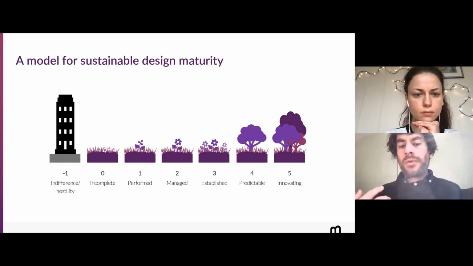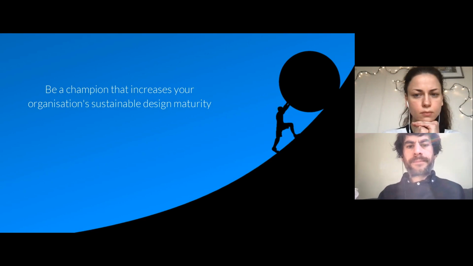And our goal as champions of sustainable design is to take our organizations wherever they are on that scale and push them as far over to the right as we can. And even if they are on the far right of the scale, keep on pushing, as fast and as hard as we can, to make the changes that we need. So I guess our question for all of you today is, are you ready to be that champion within your organization to increase its sustainable design maturity?